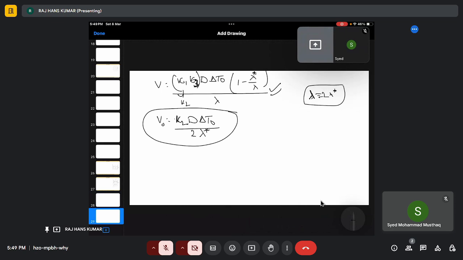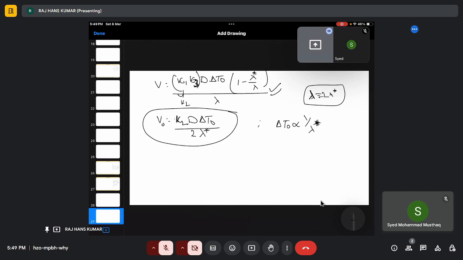V naught. Or if we take, and we also know delta T naught will be proportional to 1 by lambda star. This we have seen there.